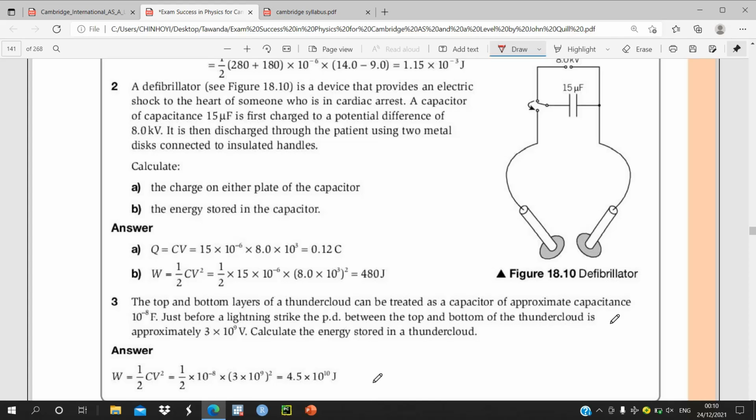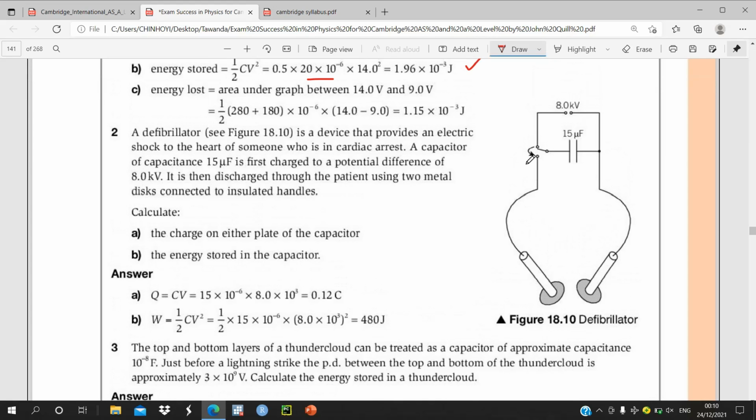Our charge, we are given capacitance and the voltage. Our capacitance is 15 microfarads, then our voltage is 8 kilovolts, so we just punch and multiply and get this one. Energy stored again is half C V squared, so it's half, our capacitance, that's 15 times 10 to the power minus 6, times the voltage, which is 8000 squared. Then we get this one.